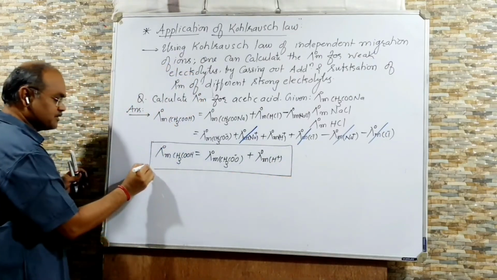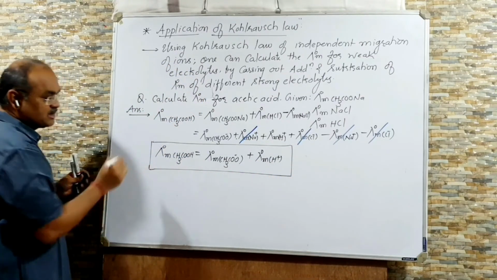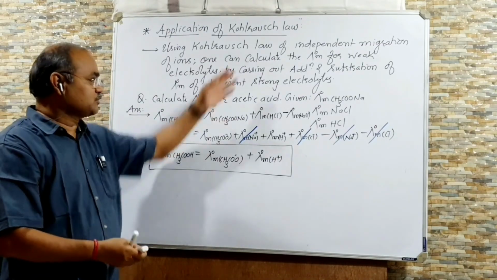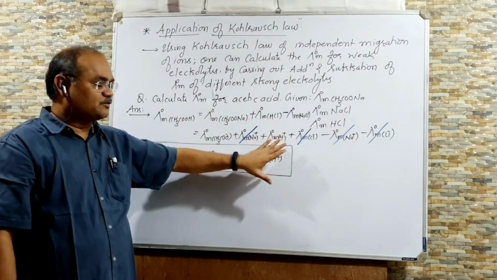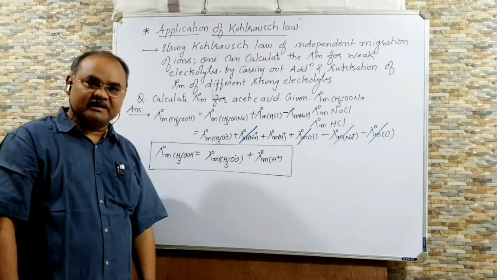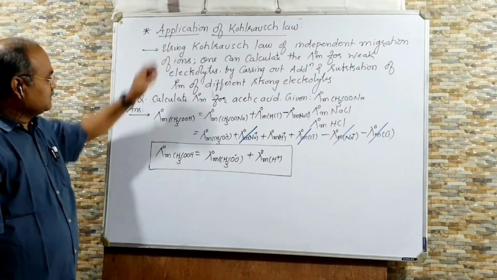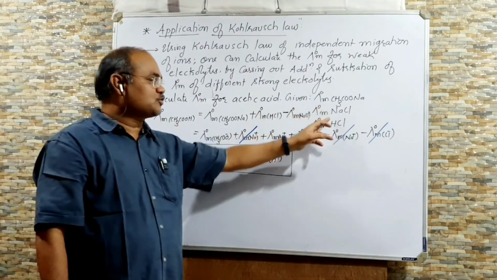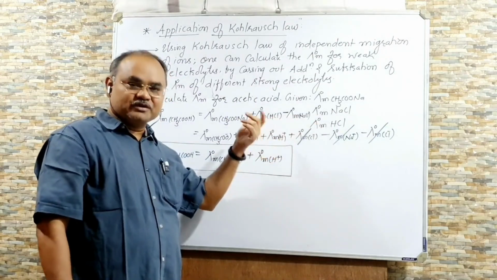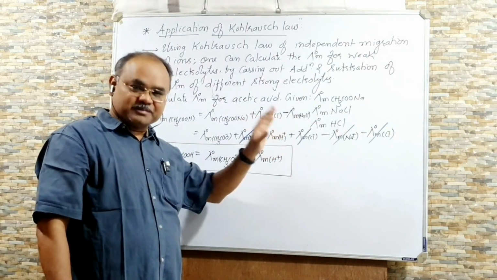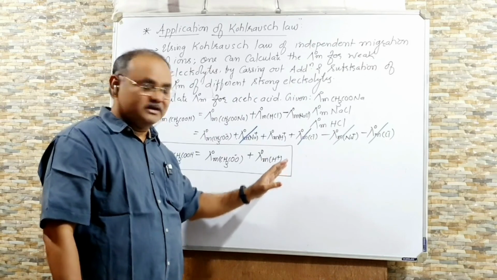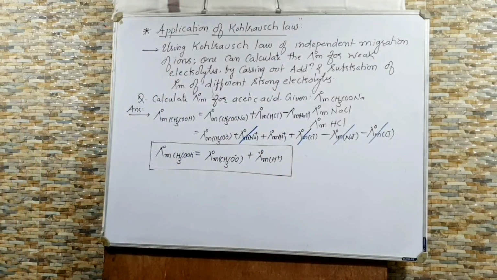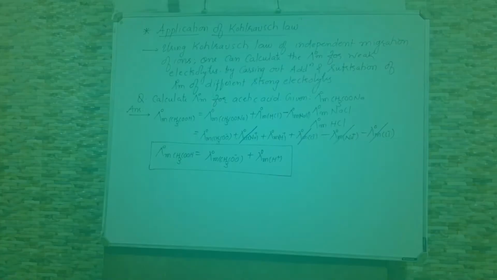So in this way, based on this concept, many numericals have been asked. This is called the application of Kohlrausch's law of independent migration of ions. With it you can calculate lambda 0 m for any weak electrolyte, but for that you have to use strong electrolytes. Which one you have to add and which one you have to subtract, you have to decide yourself, and how to decide, I have shown you.